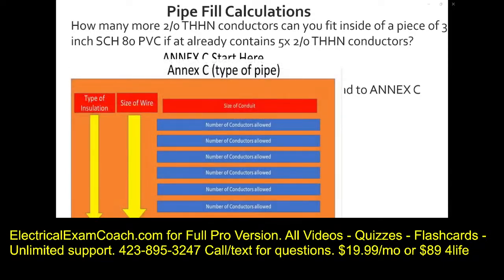When we get to the actual table, we're going to start first and make sure that we're in the right table by reading the black bold heading. Then we start on the left-hand side and find our insulation type, find our wire size, then come across the top and find our conduit size, and come down and tee off with how many conductors we can originally fit. And it looks like we can fit 11. Now we have to minus the 5 that we already have, and that lets us know that we can fit 6 more of these conductors inside of this conduit. Great job!